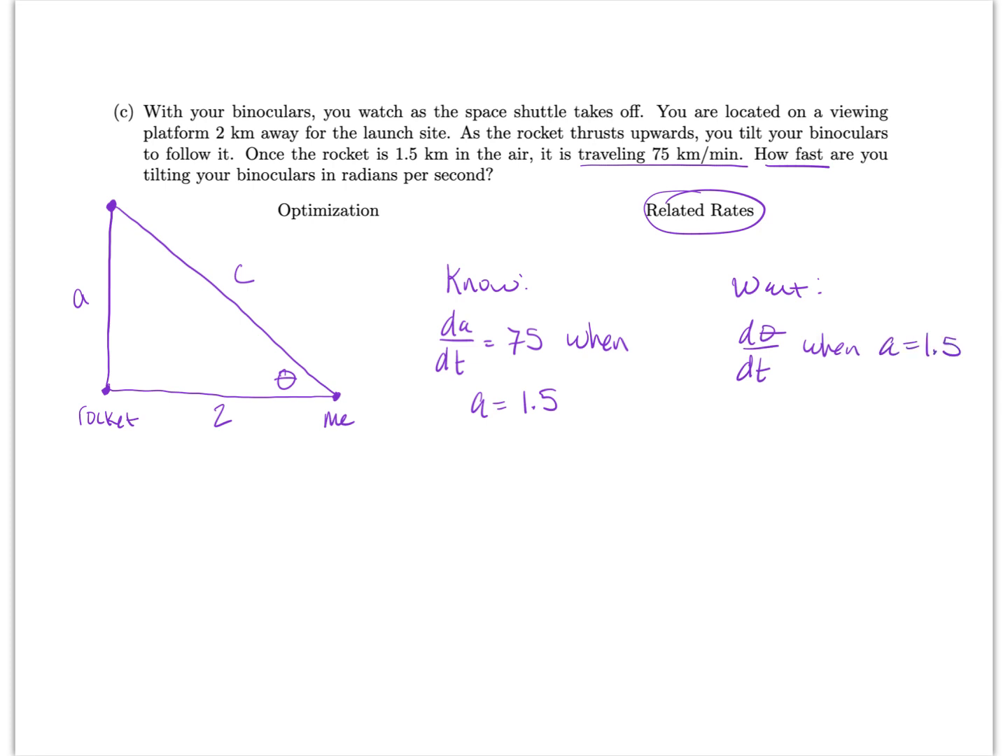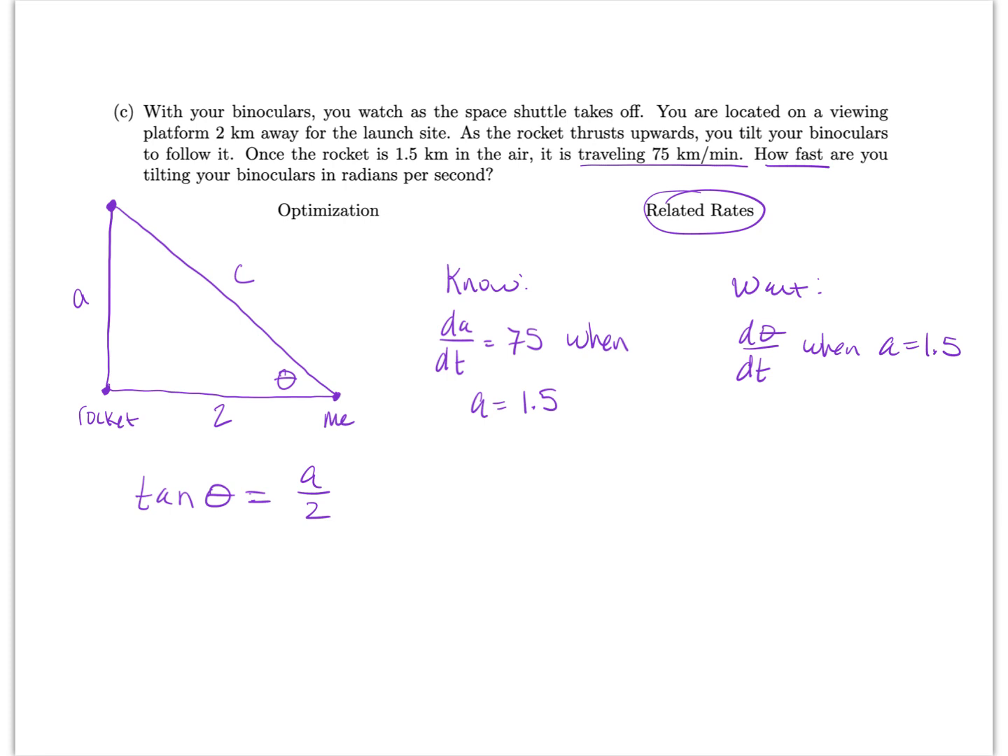So I need an equation that relates my important variables, things I know and things I want to know. I need an equation that relates A and theta. So I could use one of my trig relationships. I could use sine, opposite over hypotenuse, or I could use tangent, opposite over adjacent. I'm going to choose tangent because I like that this side is not changing. Just makes things less complicated. So I'm going to use tangent theta equals A over 2 as my relationship between my important variables.